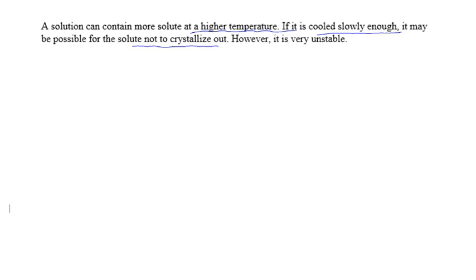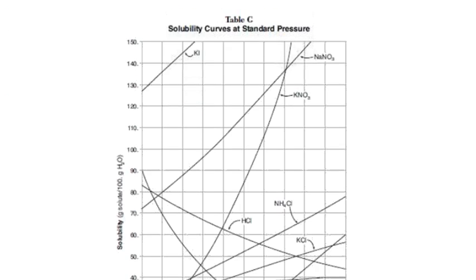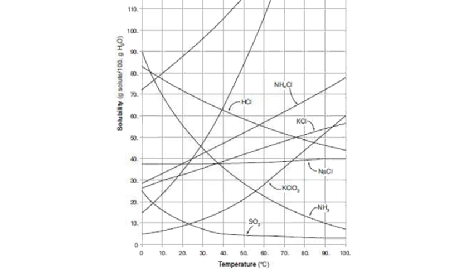So if we go to the next page, what we really have to understand is Table G. Table G shows us the relationship in a graph between temperature and a specific amount of water, 100 grams. So the table shows us how much of a particular solute will dissolve at a particular temperature.